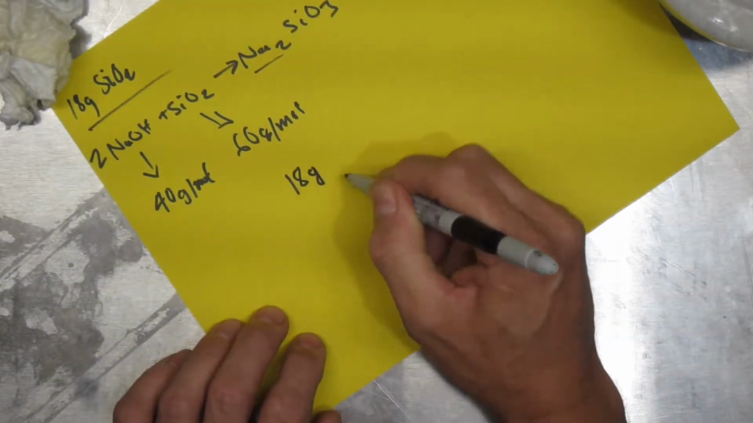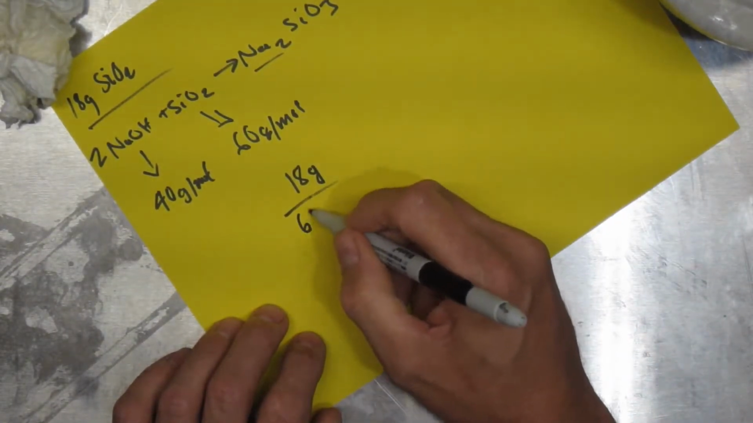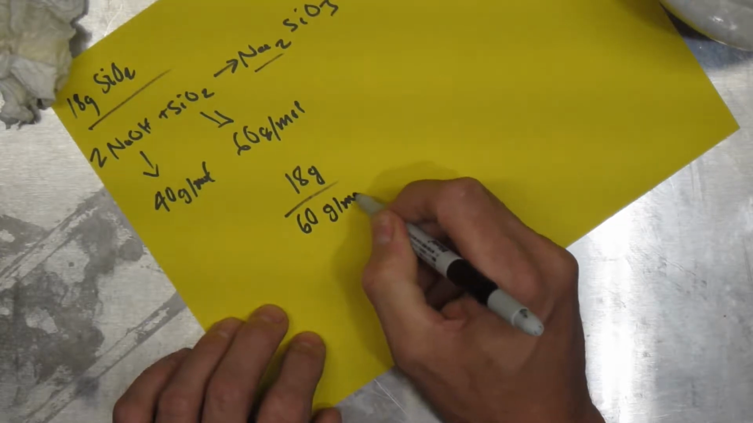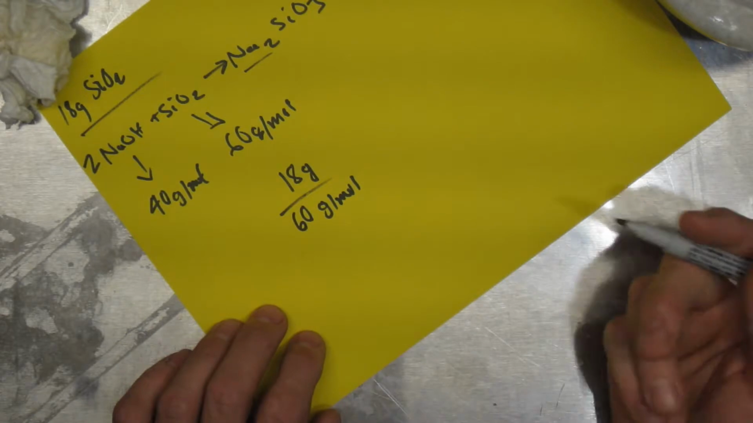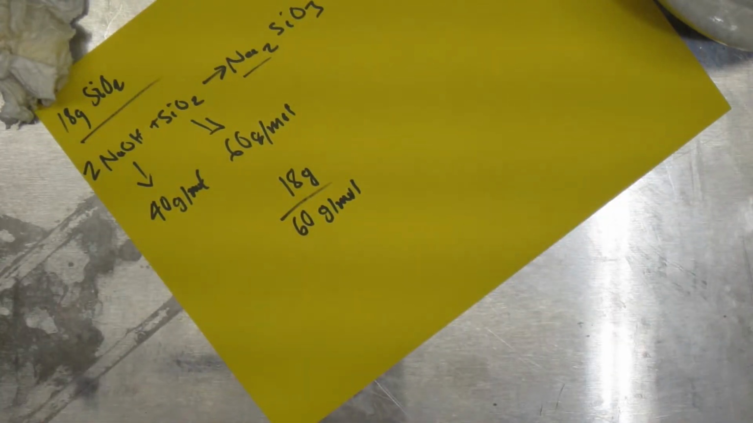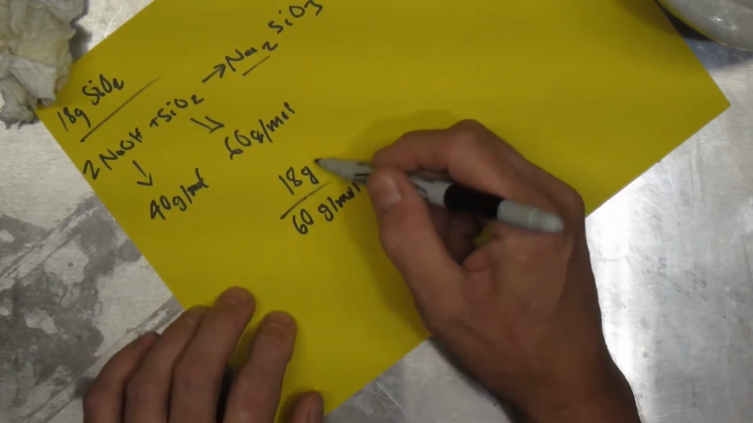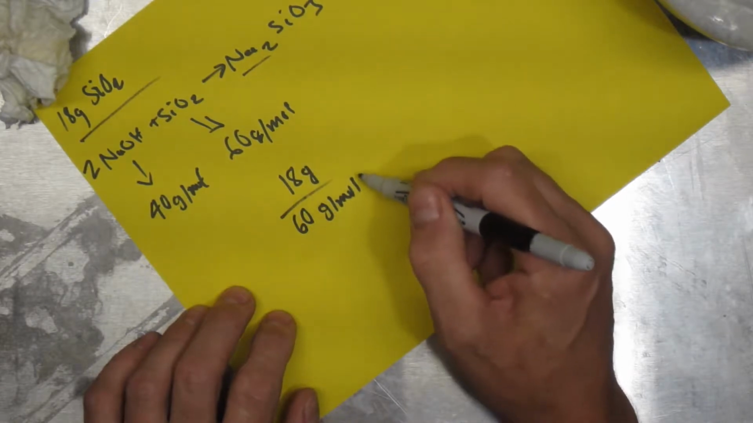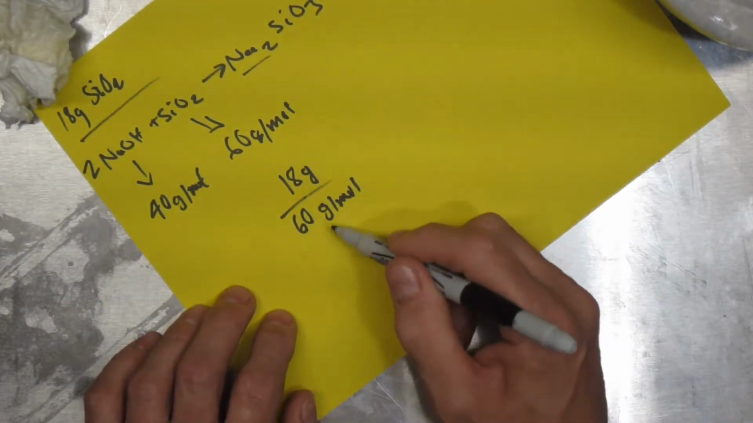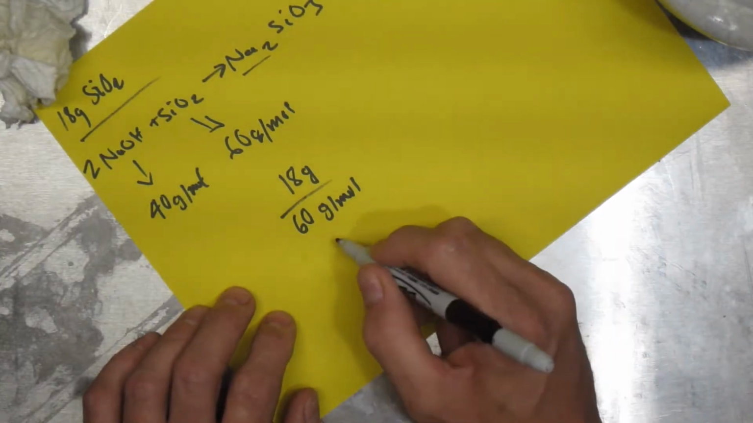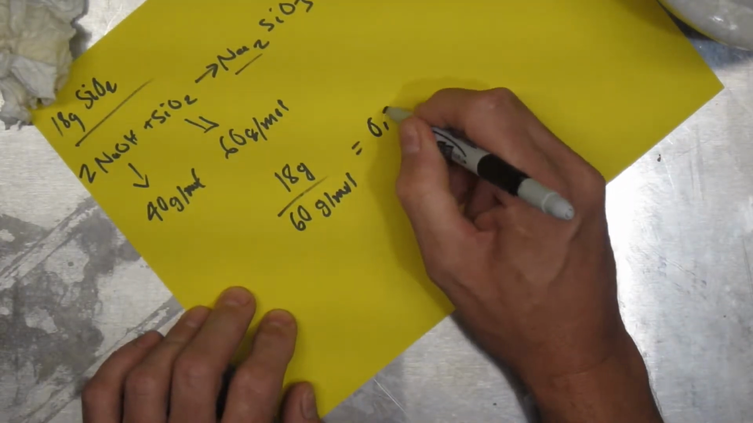18 grams divided by 60 grams per mole. Now, why did I do that? Why did I divide one by the other and not the other way around, or multiply them, or God knows what? So the point here is to figure out the number of moles, which means you want to make the units for grams go away. So what happens here, this is actually 0.3 moles.